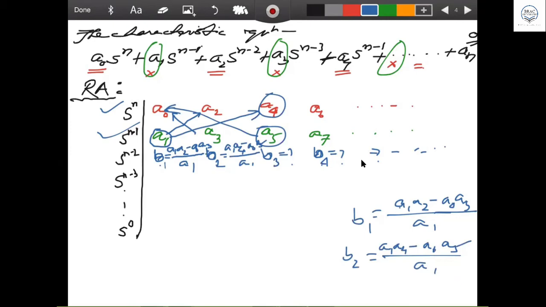And how will B3 be calculated? Can anyone tell me how B3 will be calculated? A1 A6 minus A0 A7. Good. A1 A6 minus A0 A7 divided by A1. A1 is always the base unit, so it should be divided by that.